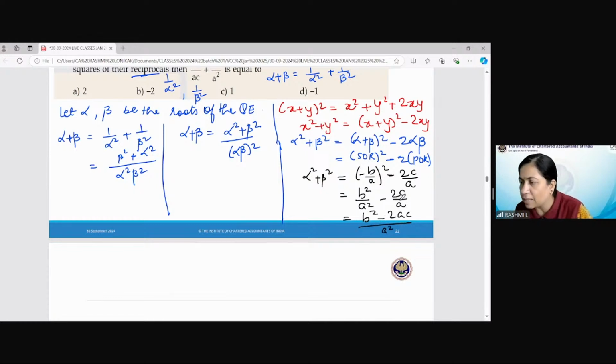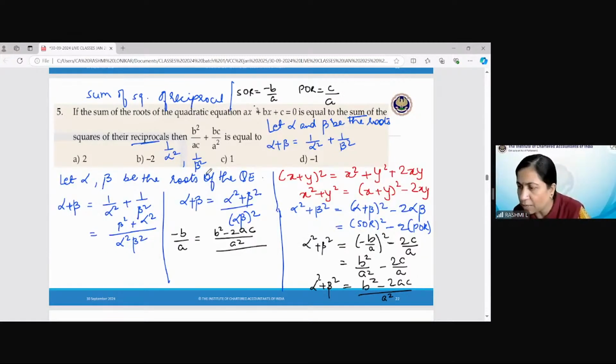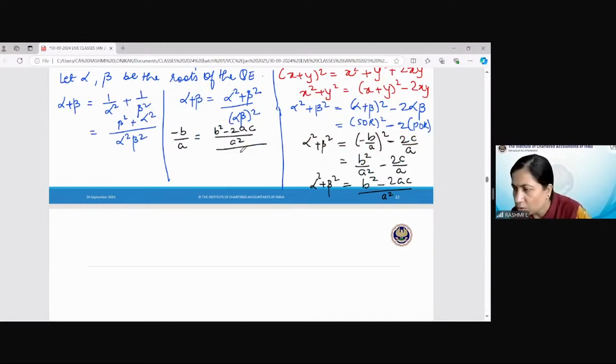LCM le liya, yahan a square hai, yahan a hai. So my alpha square plus beta square is equal to b square minus 2ac upon a square. Now let us substitute over here. Alpha plus beta I know is minus b by a. How much is numerator? b square minus 2ac upon a square. And denominator is alpha into beta. Alpha into beta is how much? c upon a. So c upon a whole square.